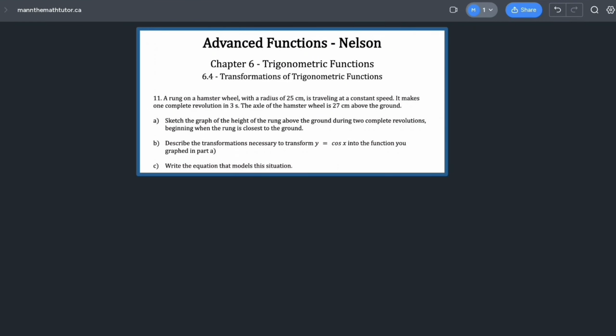Today we're looking at trig functions and their transformations. This question comes out of the Advanced Functions Nelson textbook, so let's get started.